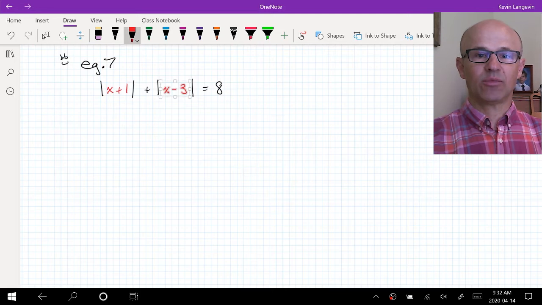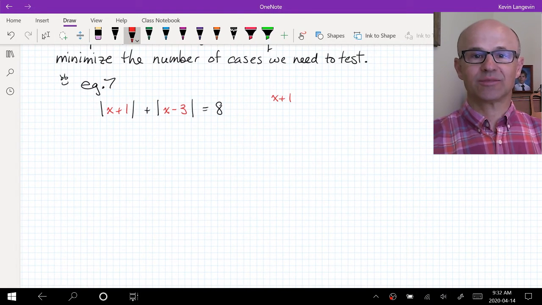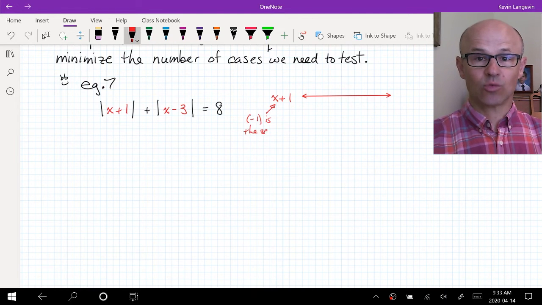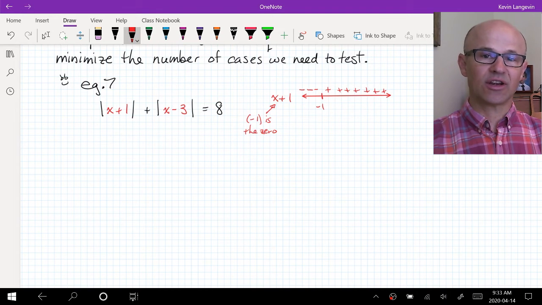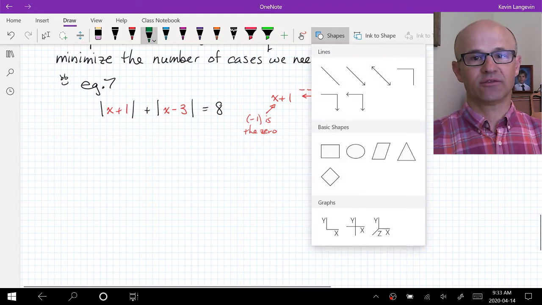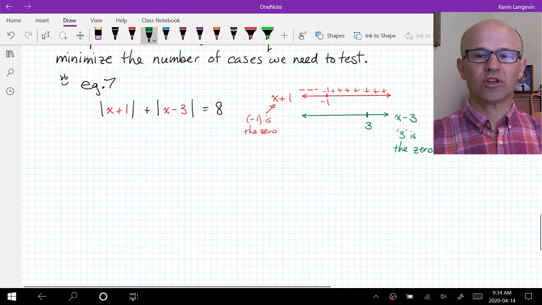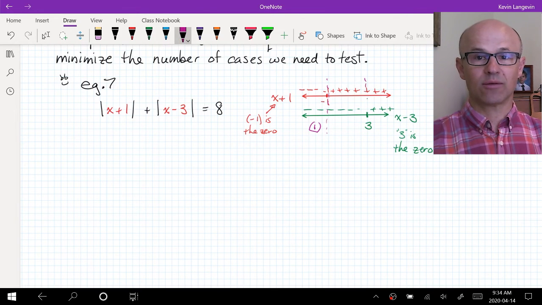So here's an example. I've got an x plus 1, I've got an x minus 3. I'm going to draw a number line for each one. For the x plus 1, -1 is my number. Things to the left are negative, things to the right are positive. For my x minus 3, 3 is the 0. You'll notice that when you look at the two number lines in relation to one another, the -1 number is to the left of the 3 number.